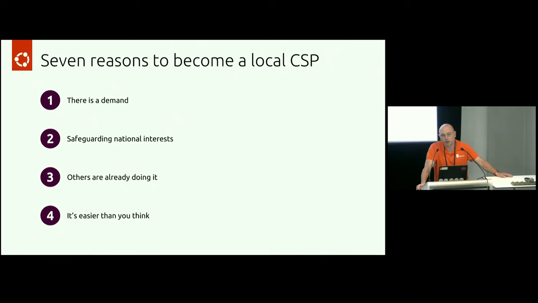First, there is a demand, and I think you're going to see that the demand has been increasing, or at least the ask has been increasing in the past 3 months, following some market movement. Because also you will find that in a lot of European countries, people are asking for a sovereign cloud. A lot of people are doing it, so why not you? What I would like to convey today to you is that it can be easier than what you think.